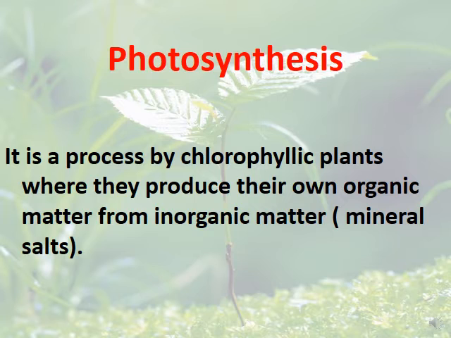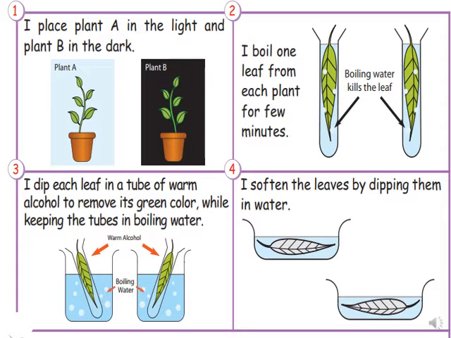So photosynthesis is the process where the chlorophyll plants produce their own organic matter from inorganic matter, from water and mineral salts. So here we place two plants, A and B, one in light and the second in darkness. We boil a leaf from each of these plants for a few minutes, where the boiling kills the leaf, and then we dip each leaf in a tube of warm alcohol to remove the green color. So the role of the alcohol is to remove the green color while keeping the tubes in boiling water. We soften the leaves by dipping them in water.